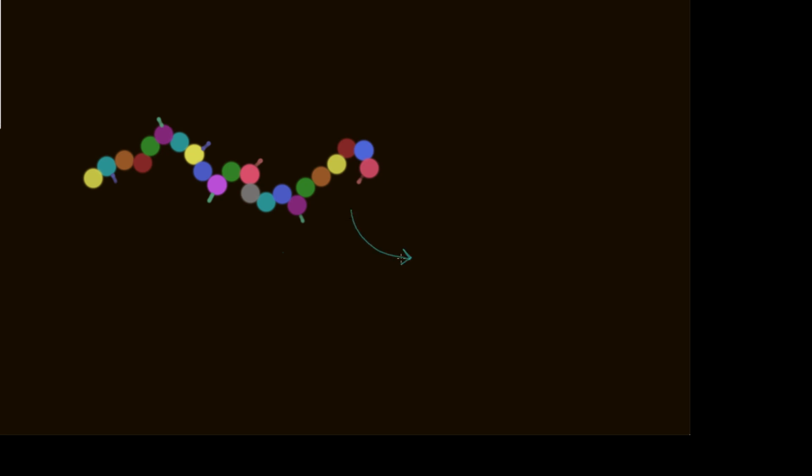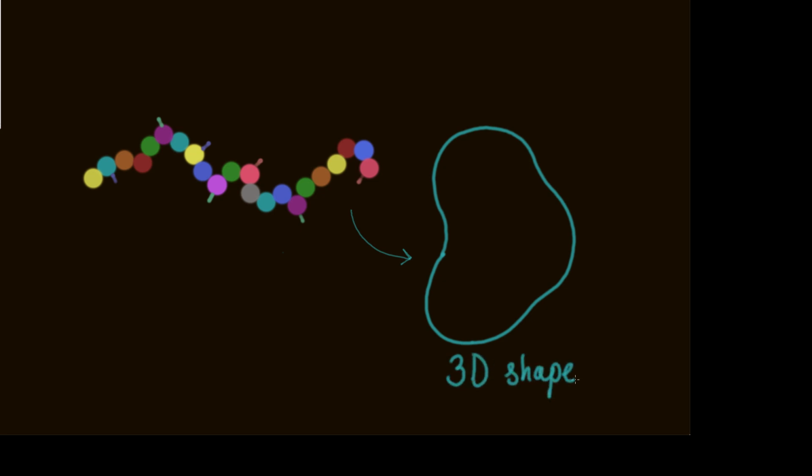Now what happens is this polypeptide chain folds up into a three-dimensional shape that we're going to call a protein. So when it's folded up, it becomes a protein. And this protein has a very specific three-dimensional shape. So when we're talking about proteins, we are interested in the sequence of amino acids, which determines the three-dimensional shape of the protein.